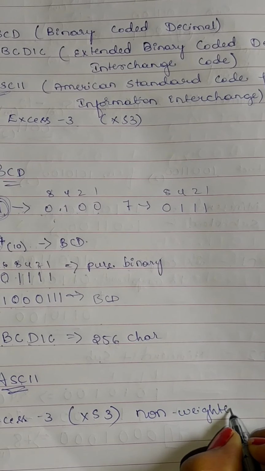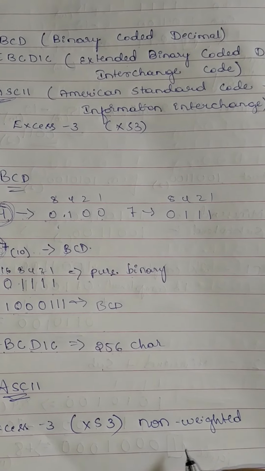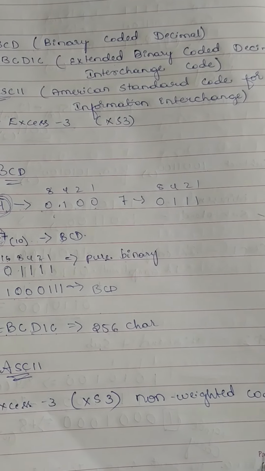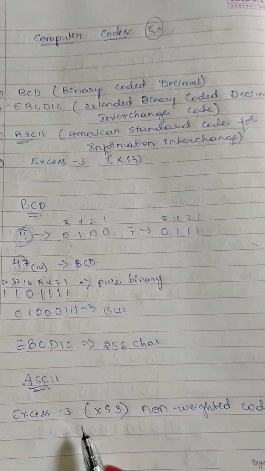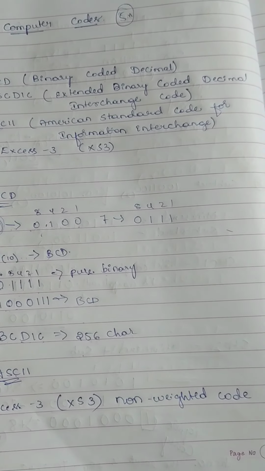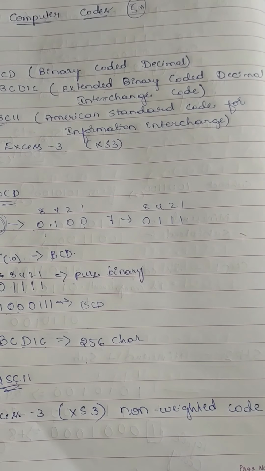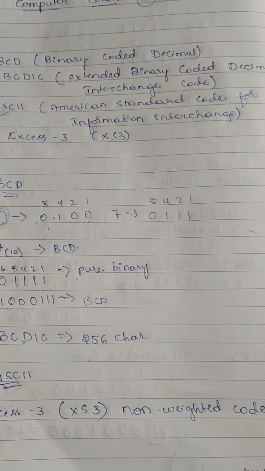Non-weighted code in the sense there are no powers, like 2 to the power of 7, 2 to the power of 8. There is nothing like that in this. So this is regarding non-weighted code, mainly used to express the decimal numbers. XS3 is mainly used to represent the decimal numbers, and XS3 code is derived from the fact that each binary code corresponds to BCD code plus 3.